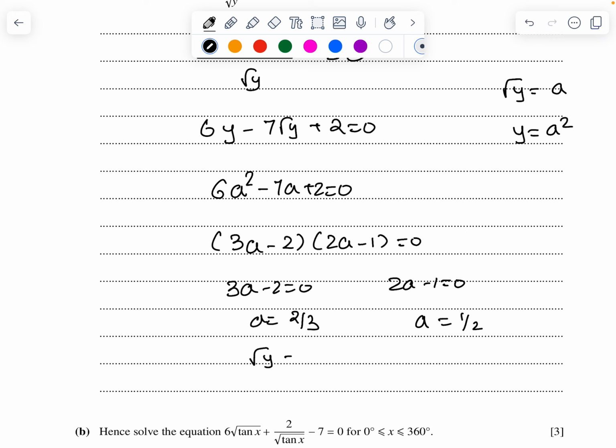But what is a? Root y. So y equals 4 upon 9. Root y equals 1 upon 2, so y equals 1 upon 4.